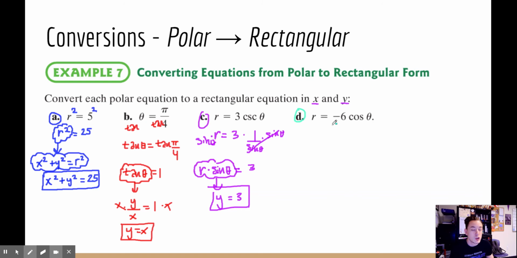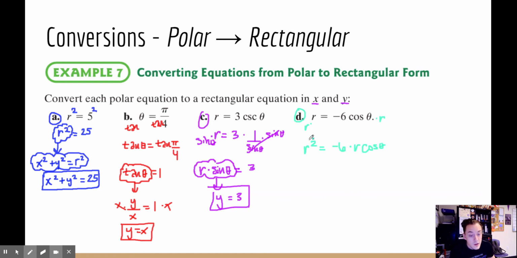This one is probably the trickiest one, but I am going to not just square both sides. I think you could probably get to this if you square both sides, but the easier way is to just multiply both sides by r. So that means right here I have r squared equals, and then I would have -6 times r and cosine of theta.